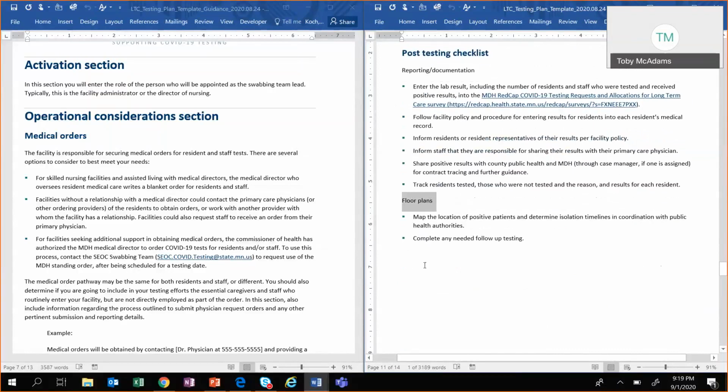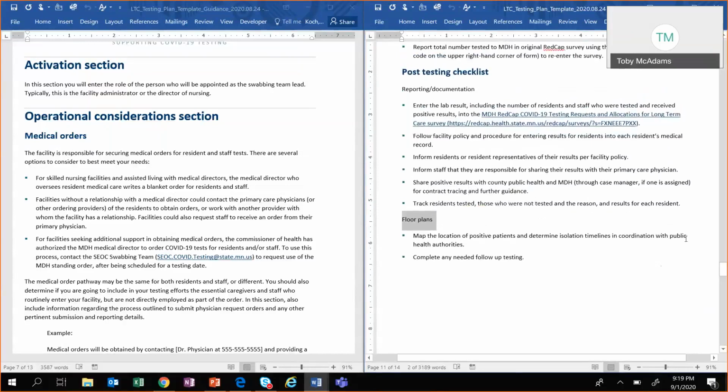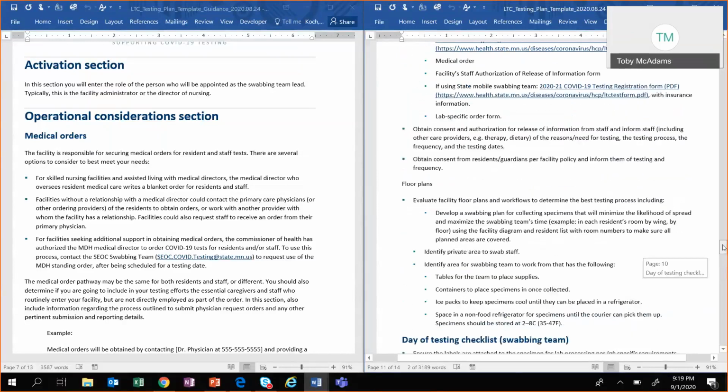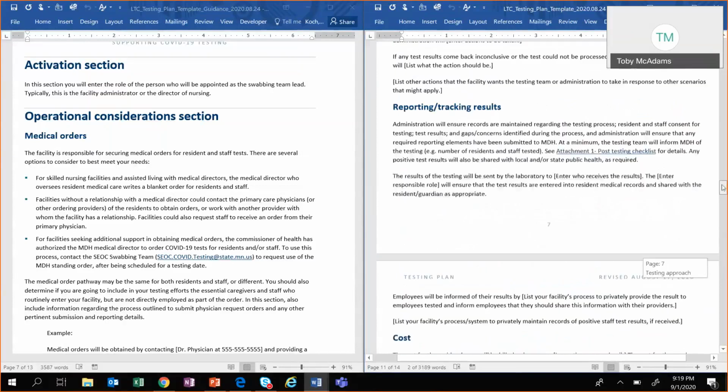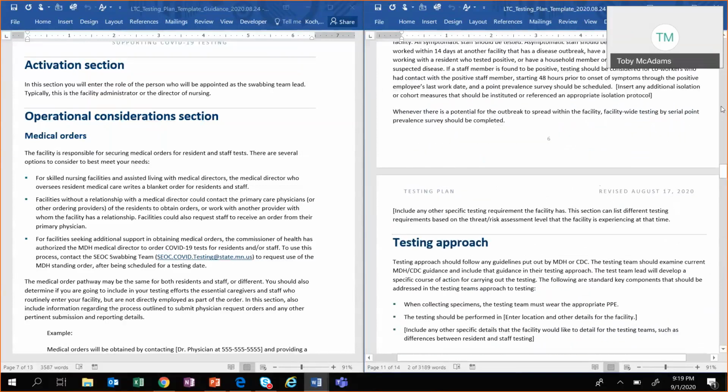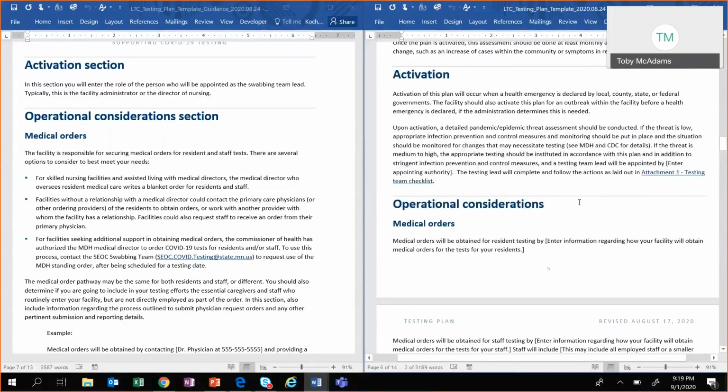And really thinking about, once we get testing results and we find out we have positive residents, how are we going to then mobilize them and ensure that they are safe in their environment, but then also keeping our staff and residents safe and mitigating cross-contamination. So that's what attachment 1 really outlines, and it becomes really handy for that administrator to just hand over to the testing team lead to get started as a launching point.